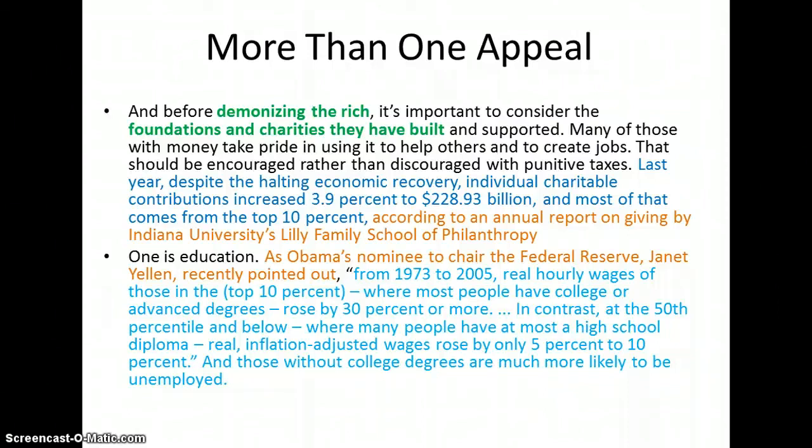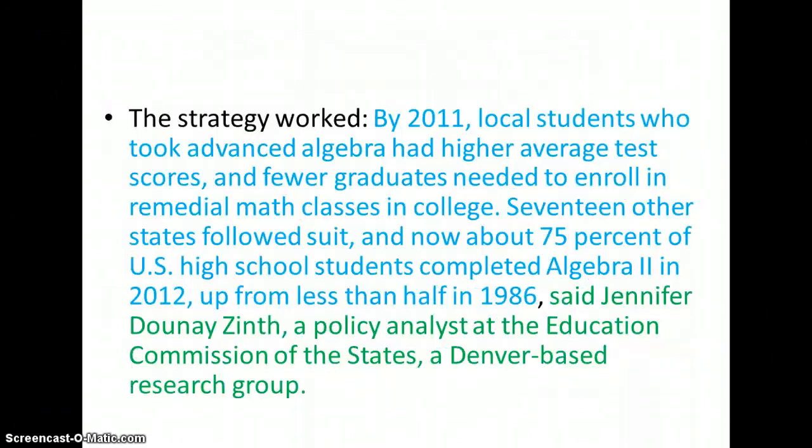Looking at the second one, as Obama's nominee to chair the Federal Reserve, Janet Yellen, recently pointed out, we know who she is, that the president's chosen her for a really big job that gives her credibility, so this is ethos. Then all the blue stuff, 1973 to 2005, the top 10% rose by 30%, only 5% to 10%. Obviously, that's all logos because it's all statistical information.